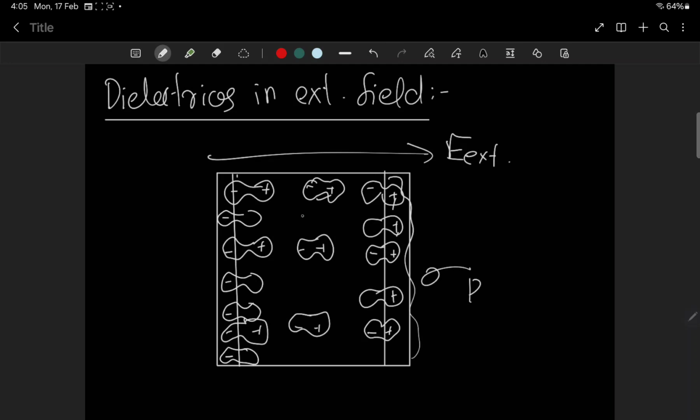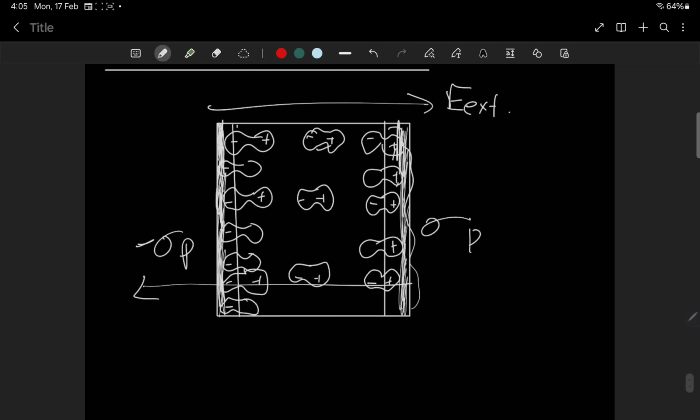Look, you are taking a very small area anywhere inside this dielectric. There is no net dipole moment, there is no net electric field, because positive and negative are very close. But when we are taking the very edge here, there is a concentration of negative charges, and at the other end there is a concentration of positive charges. So what happened? Here positive charge, here negative charge. An electric field is created inside the dielectric. That is this thing, inside the dielectric.